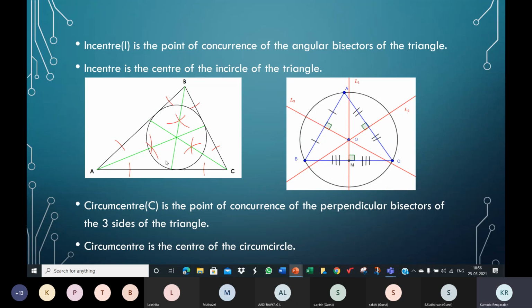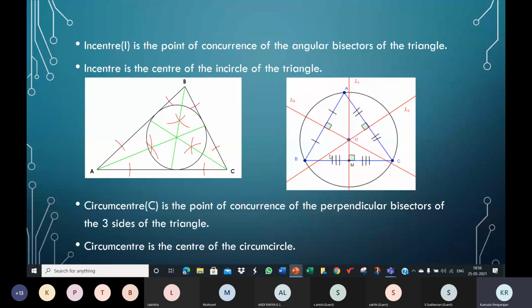See how this incircle is constructed. We are not going into that. An incircle is constructed by bisecting the angles of a triangle. It's enough if we bisect any two angles. You don't have to bisect all the three. But you can see here that when all the three angles are bisected, the angular bisectors go through the same point. So this point of concurrence of the angular bisectors of a triangle is called the incenter. And this is the center of the incircle.